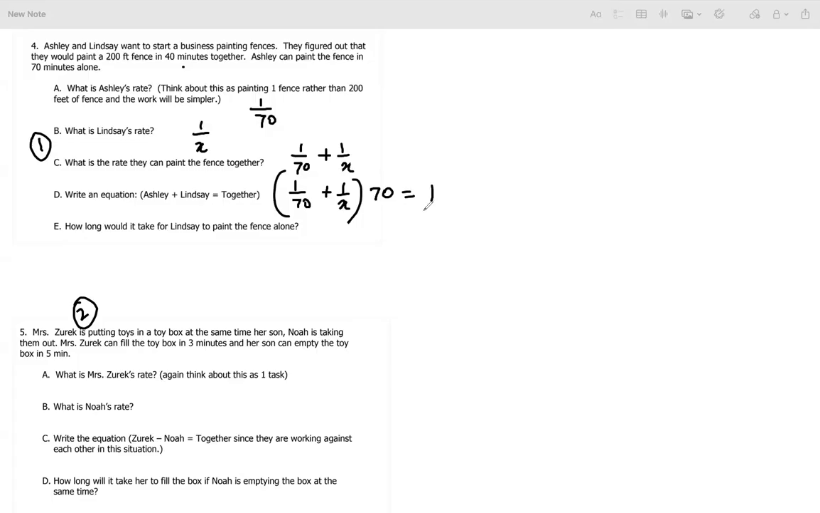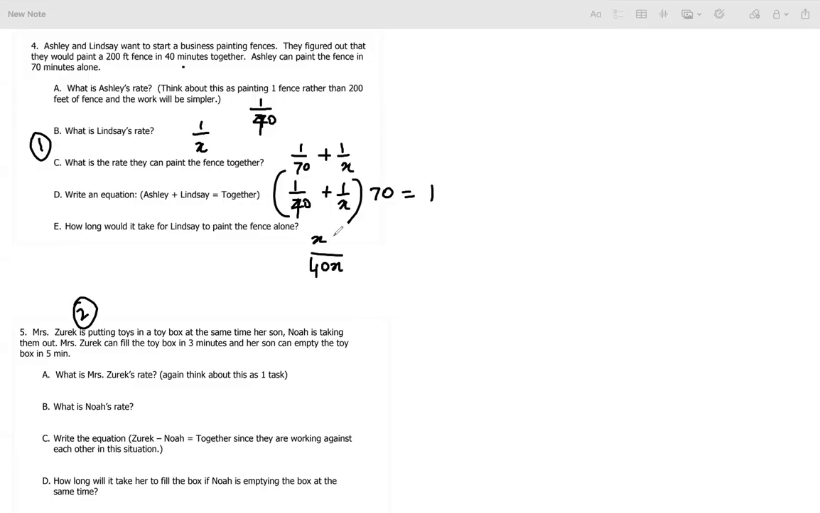Ashley's rate is 1 by 70, and together it is 1 by 40. So this is the equation. When you solve, you should be able to get the answer. Did you guys get that? Akshada, Subi, are you following that?